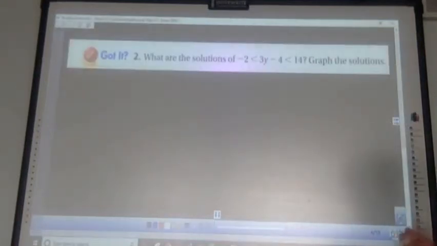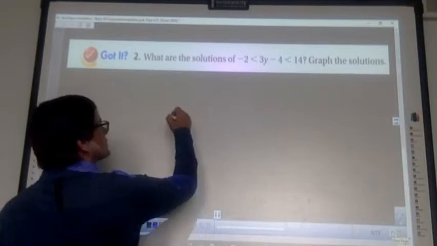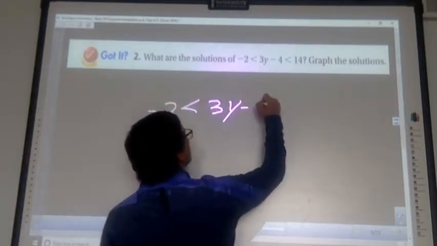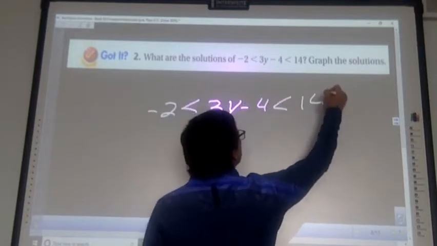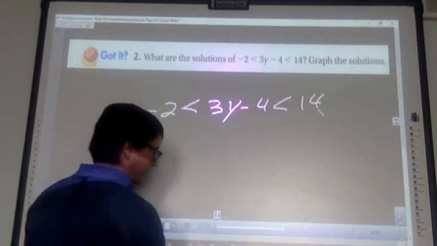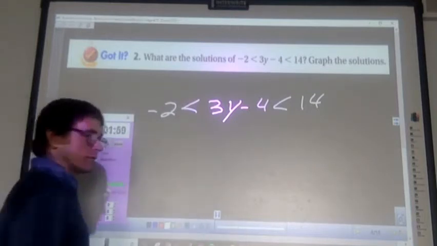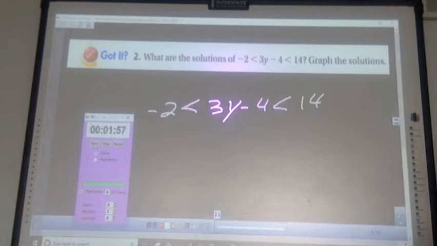You'll understand better. I'm going to give you 2 minutes to solve this equation. Solve and graph. So 2 minutes. Have at it.